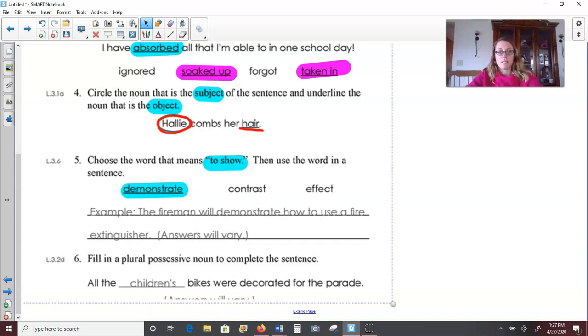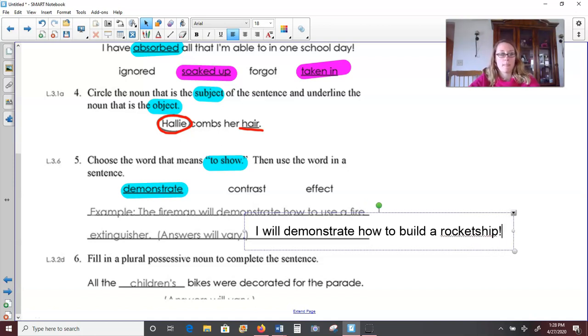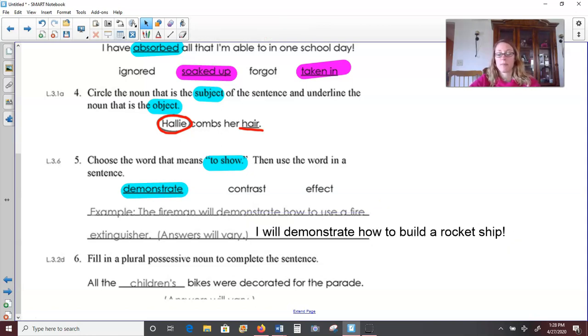Okay, let's see. I will demonstrate how to build a rocket ship. All right, so I will demonstrate how to build a rocket ship. So see if you can come up with your own example sentence using the word demonstrate.